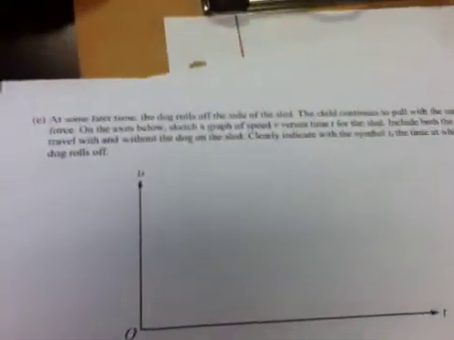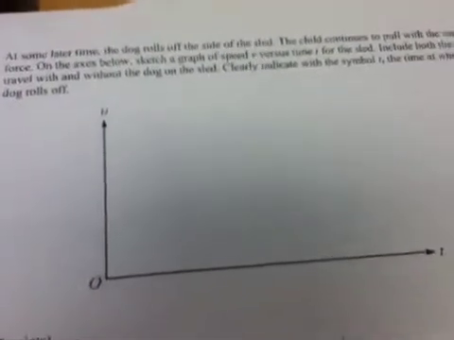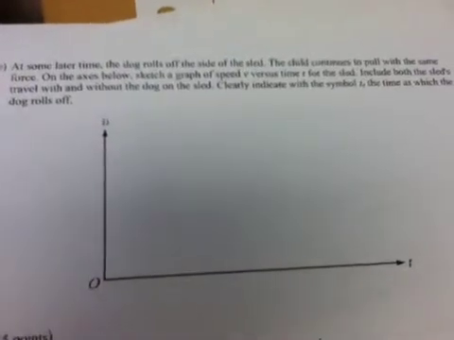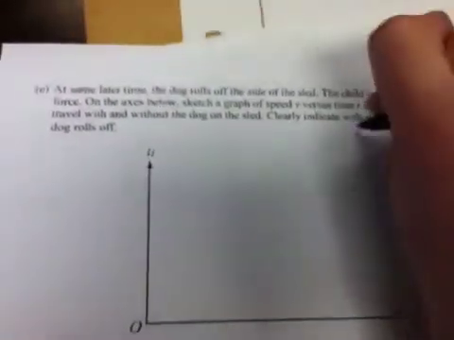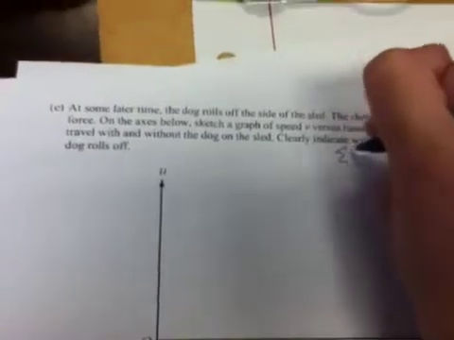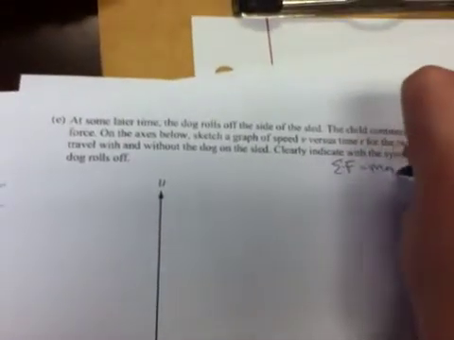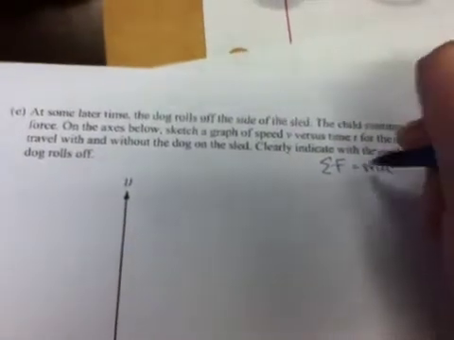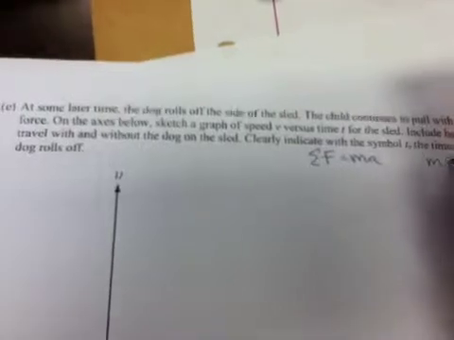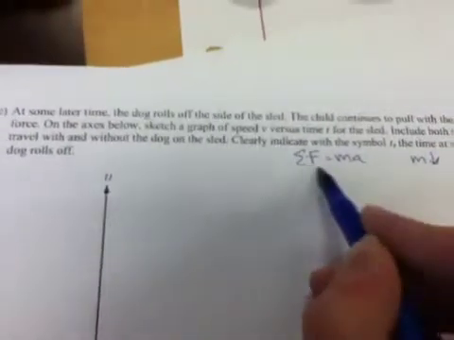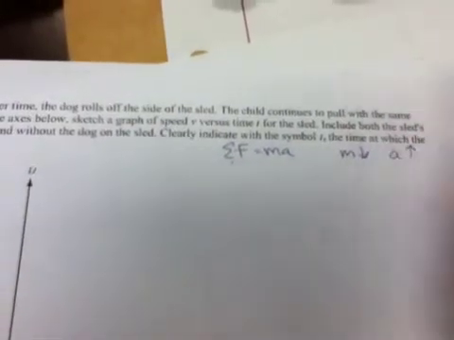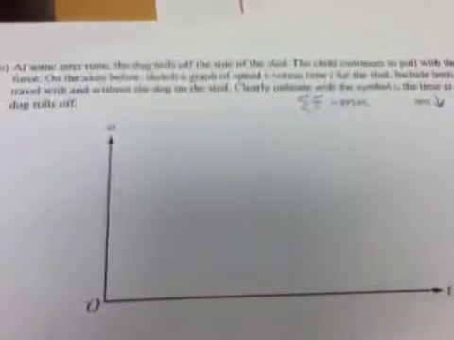Now, the next part: at some time later, the dog rolls off the sled. So we lose 5 kilograms, but the child continues to pull with the same force. So when we lose this mass, we know that the sum of the forces equals ma. When this mass decreases and the force stays the same, our acceleration is going to increase. So what does that look like on our velocity versus time graph?